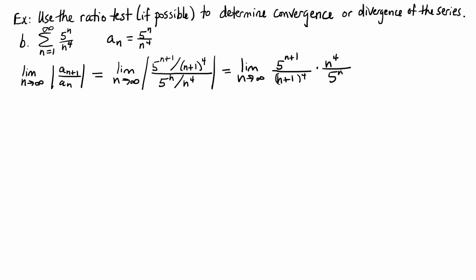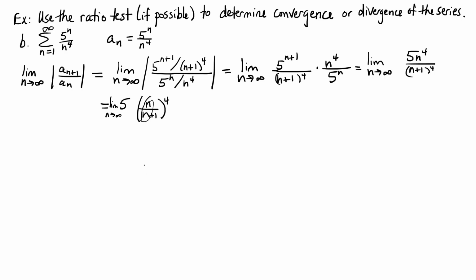So we can simplify a bit here. 5 to the n plus 1 divided by 5 to the n is just 5. So we have the limit as n goes to infinity of 5 times n to the 4th over n plus 1 to the 4th. Or another way to write that would be 5 times n over n plus 1, to the 4th. So we're taking the limit as n goes to infinity of this expression.